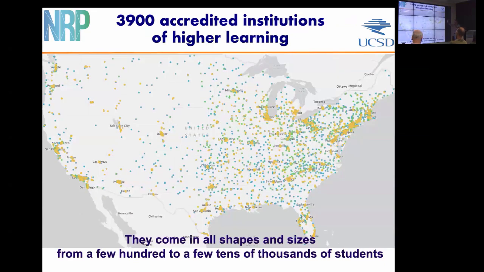And so here's the map of the 3,900 accredited institutions of higher learning of the US. It basically mirrors more or less the map of the population density in the US. And they come in all shapes and sizes, from a few hundred to a few tens of thousands of students. The largest campuses in the US have 50,000 students or so, and maybe a little more, I'm not 100% sure. UCSD has 42,000 students and some change. It's now by far the largest UC by student count, as far as I know.